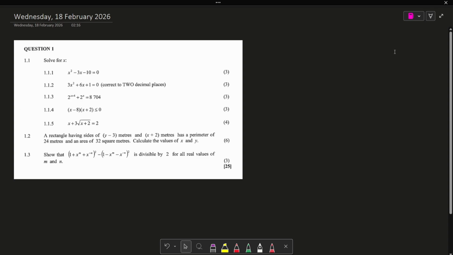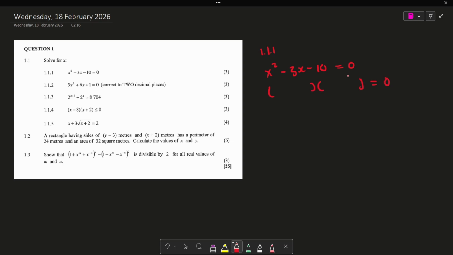So the first question here is to solve for x. It's 1.1.1. It is x squared minus 3x minus 10 is equal to 0. Essentially, this is your quadratic. It's a trinomial, so we can just solve this by opening two brackets.